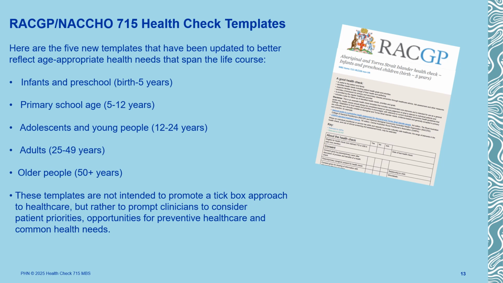So these new templates, the joint venture of RACGP and NACCHO, cover those five components in the eligibility. I covered that in the slide before with the ages: infants and preschoolers, primary schoolers, adolescents and young people, adults, and then our elders. These templates are not intended to promote a tick and flick approach to healthcare, but rather to encourage clinicians to consider patients' priorities and give them opportunities for preventative healthcare and common health needs.